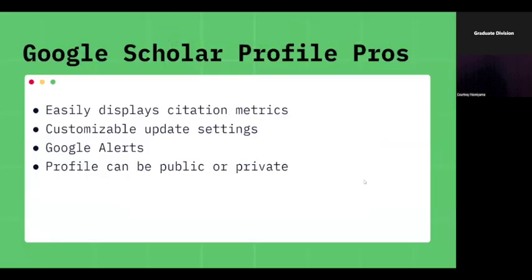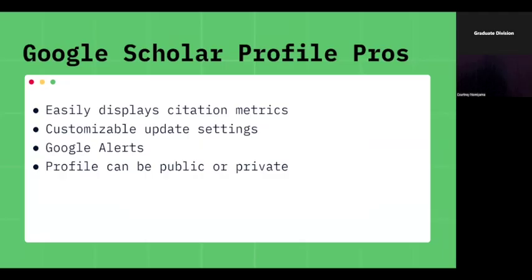Okay, so some pros. Way better just at displaying citation metrics, but those are very basics in terms of it's been cited by these people. Another thing to note about the Google Scholar profiles, it has very customizable update settings. So you can have it automate, if you have a publication, you just want it to be added automatically, for example. I do believe that there is a setting for that. You can also do it manually if that's more your style.